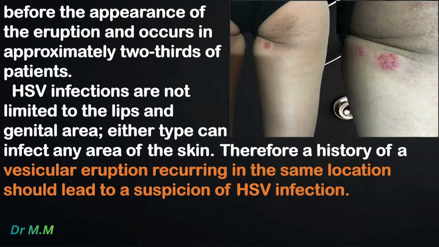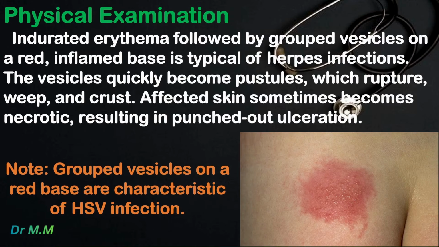HSV infections are not limited to the lips and genital area. Either type can infect any area of the skin. Therefore, a history of a vesicular eruption recurring in the same location should lead to a suspicion of HSV infection.